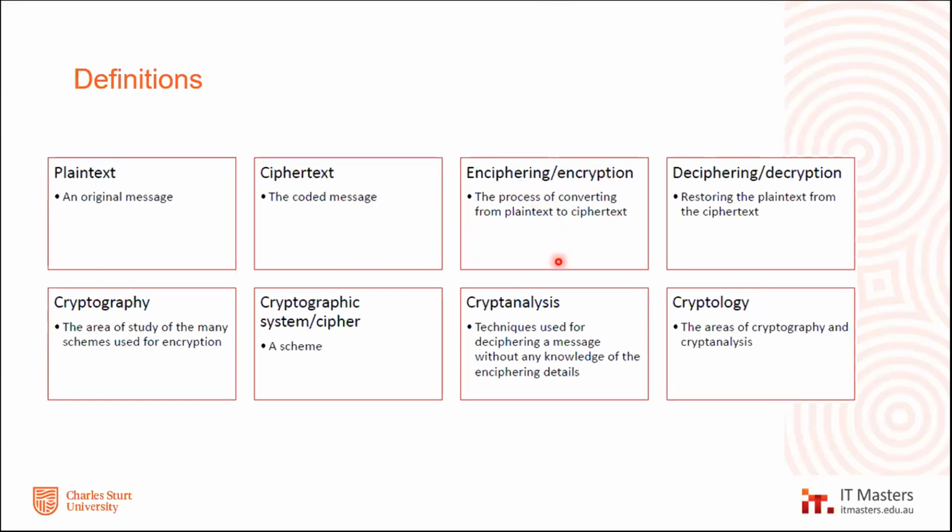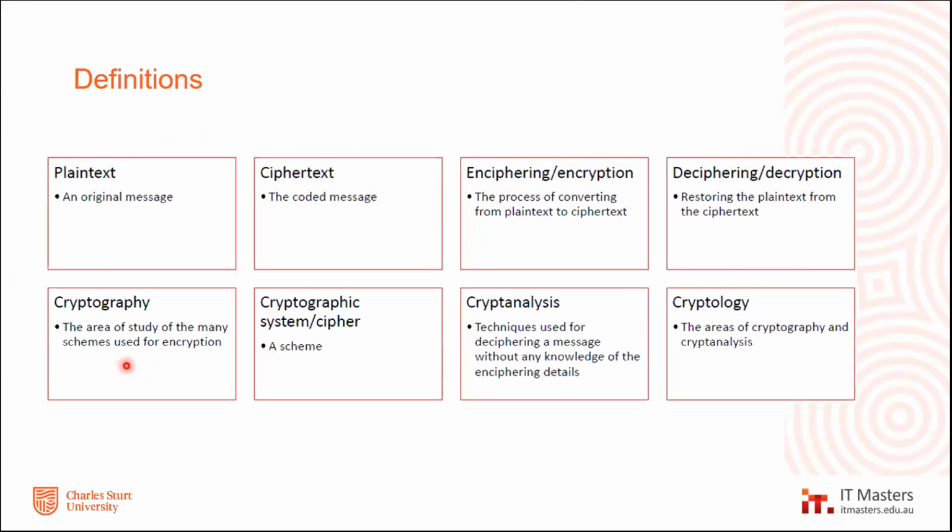Enciphering or encryption is the process of turning the plain text into the ciphertext. Deciphering or decryption is the reverse, so turning the ciphertext into the plain text. And keep in mind that these terms, enciphering and encryption, and deciphering and decryption, are used interchangeably throughout the next couple of weeks. So don't get them mixed up. If I say enciphering instead of encryption, it means the same thing.